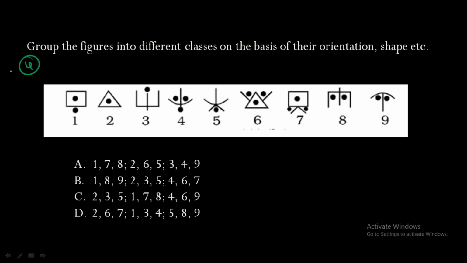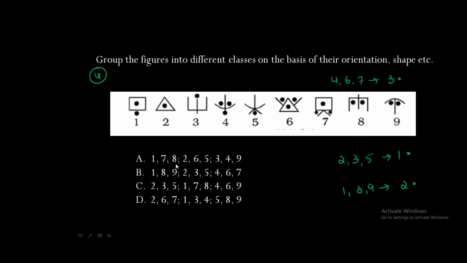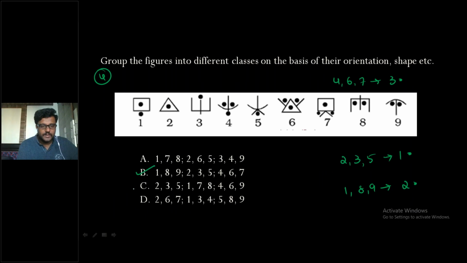So this next one, pause the video, check. Try from your end, then see the key later. 2, 3, 5 with one dot, 1, 8, 9 with two dots, remaining 4, 6, and 7 with three dots. Got it? If you observe, it's available in option B. One dot, two dots, and three dots. Good.